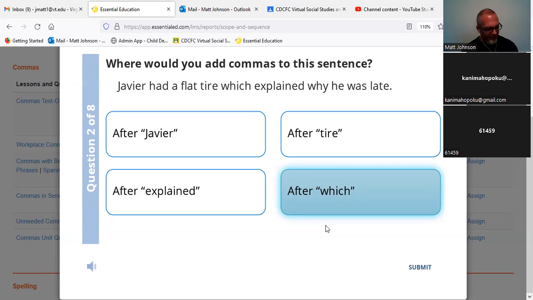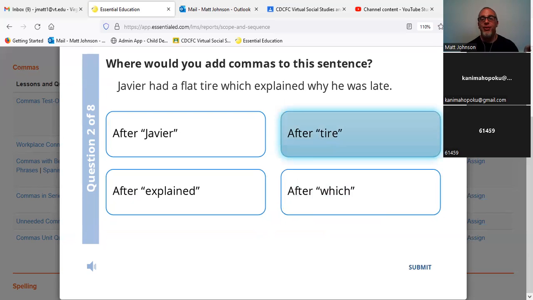Well, it's a pronoun. It's a determiner pronoun is what they're called. So yeah, I'm sorry, after, yeah, I almost selected the wrong one. After tire. See, these types of questions, I even have to think about, even though I know it goes after tire. I'm looking at the word which, because that's where it should be, before which, after tire. But I see those words and sometimes I get a little mixed up. Yeah, so Javier had a flat tire, comma, which explained why he was late.